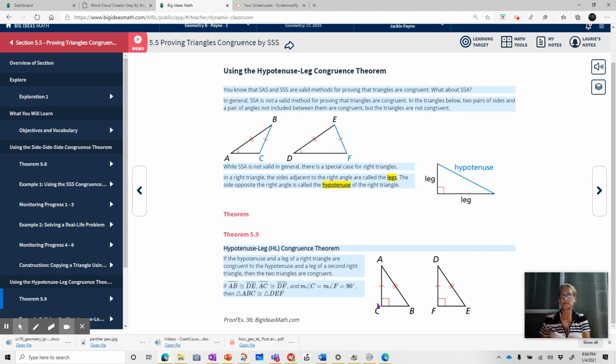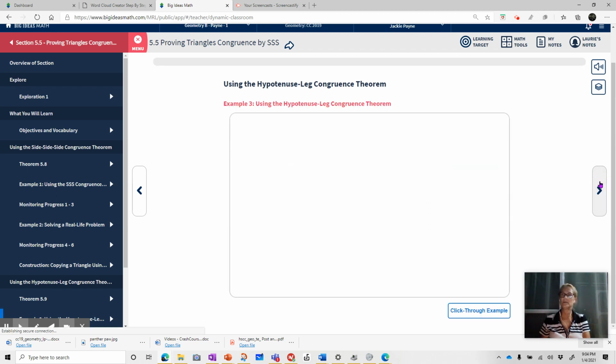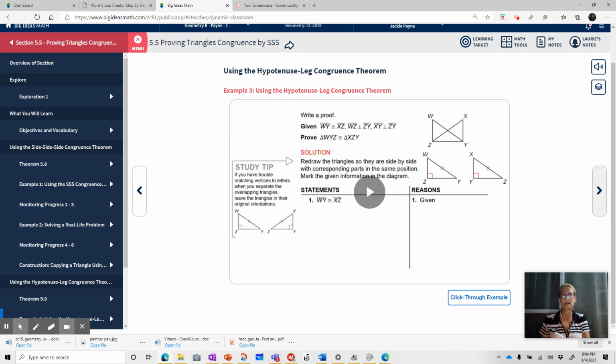And so it basically says if you know the right triangles and you can get one of these legs and the hypotenuse, then bam, you've got that they are congruent. It could be either one of the legs, but it can't be like AC congruent. It's got to be the same corresponding side.